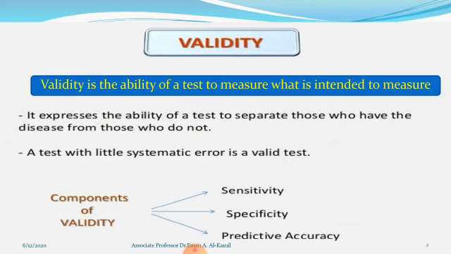A test with a little systematic error is a valid test. When there is a low or small error, the test will be valid and it can be used as a screening test. So the components of screening validity include sensitivity, specificity, and predictive accuracy or predictive values.